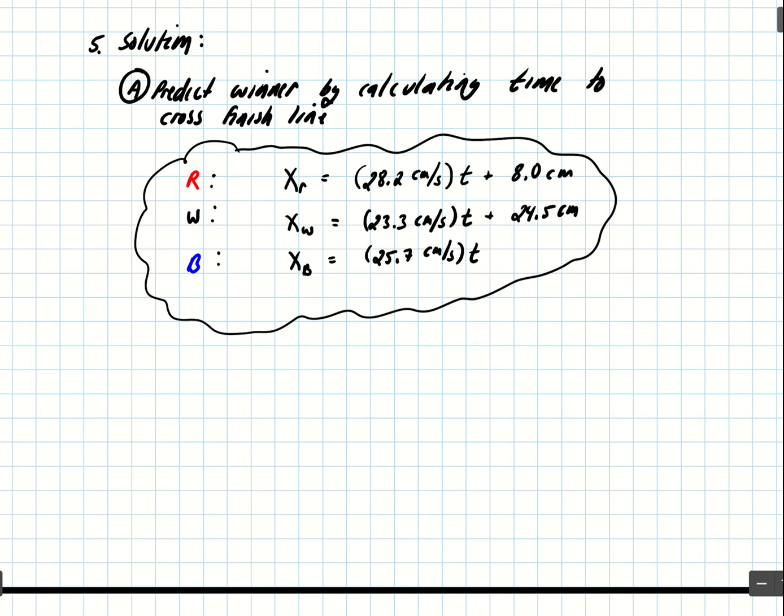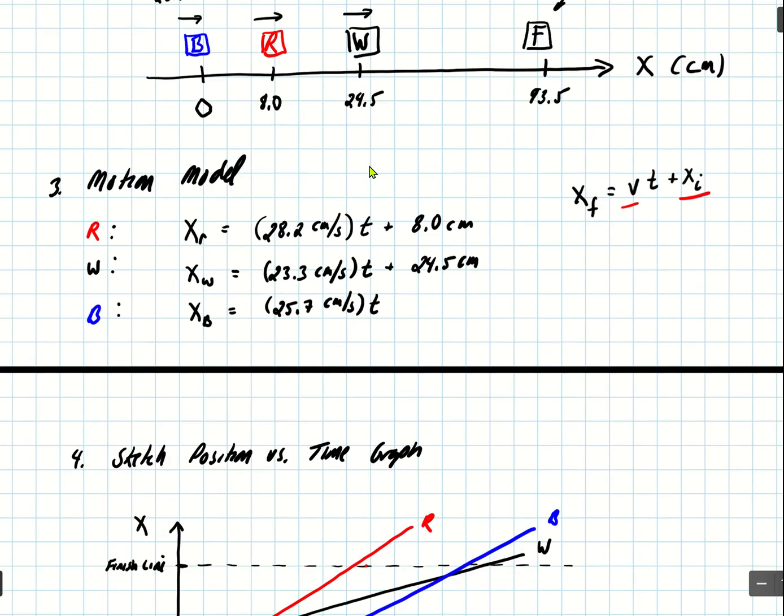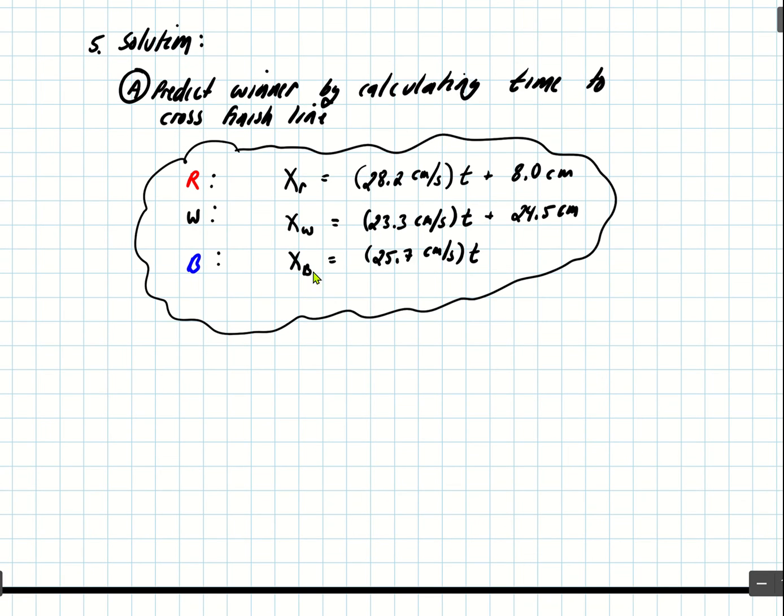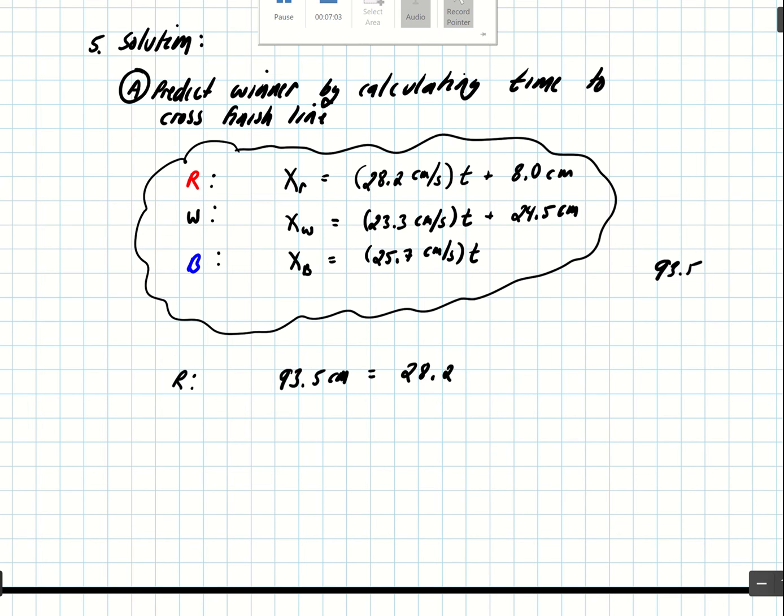So here we go. The finish line is, I meant to have that already written down here, 93.5 centimeters. Basically, I'm going to solve for the time when red reaches 93.5. So here we go for red. I'm saying the finish line is at 93.5 centimeters, so I'm just substituting that in for red's position, and then I'm going to bring all this down here. Bear with me while I copy that down.